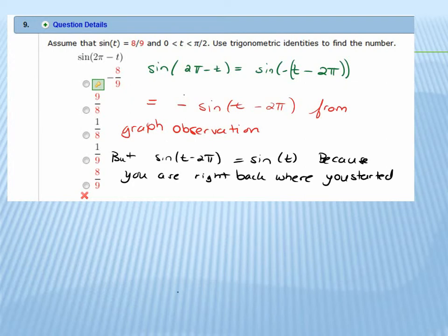But if I revolve counterclockwise 2 pi, or I revolve clockwise 2 pi, it's the same thing. I end up where I started, right? I'm doing a full revolution. So these two things are equal because you're right back to where you started. So this equals this, which is minus 8 over 9.